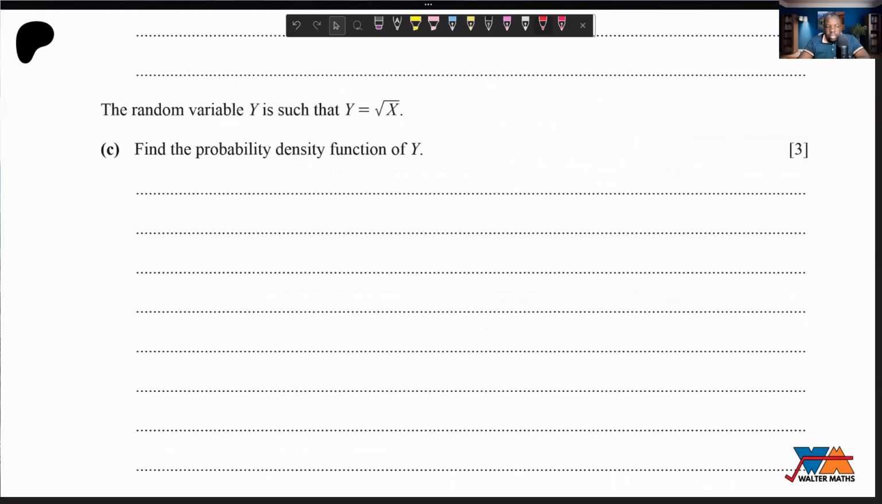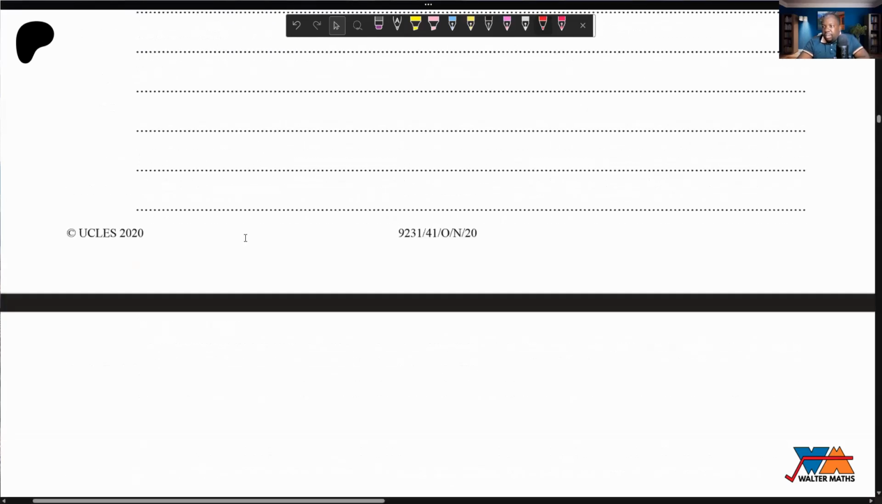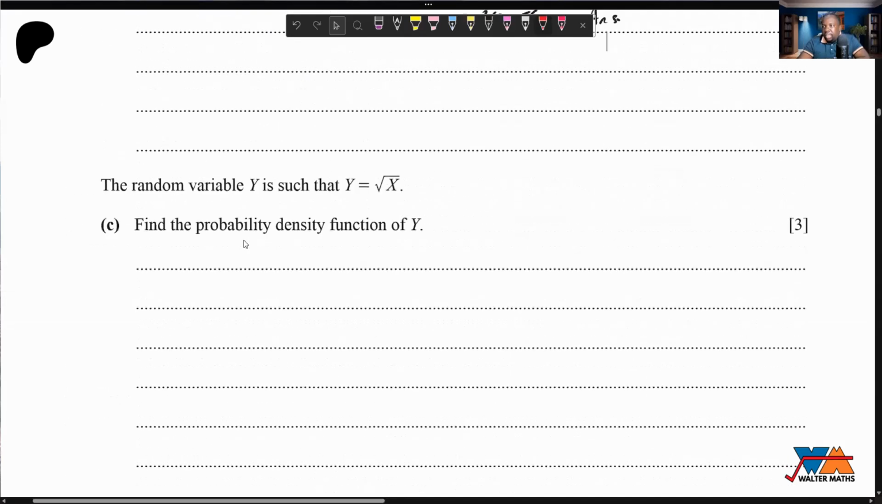Now on part C, it says the random variable y is such that y is equal to root x. So they want us to find the probability density function of y. So they want us to find the PDF of y. So let's do the working. Okay, we've got this little space.